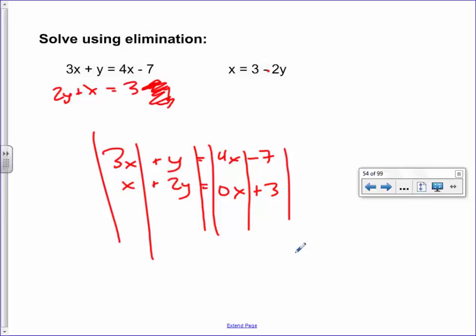The next thing I do is I want to try to make it so that one of my letters has the same number top and bottom. And actually right now none of them actually did. Because here there's 3 and 1, that's not actually the same number. Here there's 1 and 2, that's not the same number. Here there's 4 and 0, still not the same number. And here there's 7 and 3, not the same number.